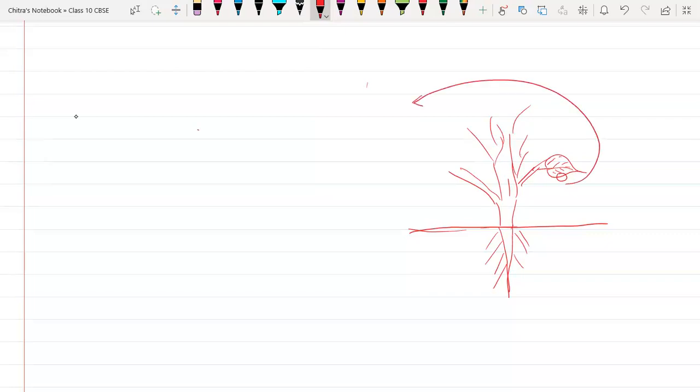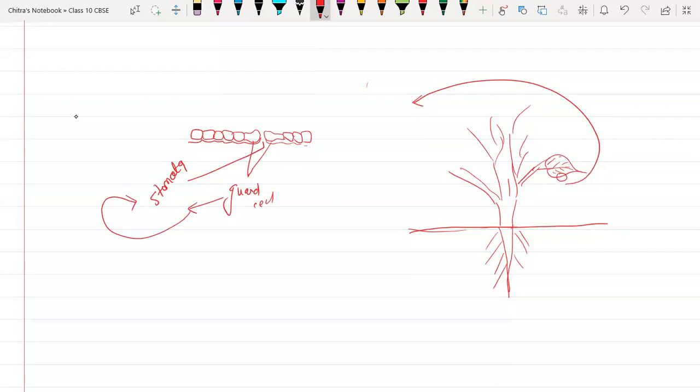So the cells are like this, which is cuticle, our epidermis. These two cells are called epidermal guard cells. Guard cell. Okay. What is the role of guard cell? This opening is stomata. Stomata. So the guard cell controls the opening and closing of stomata.